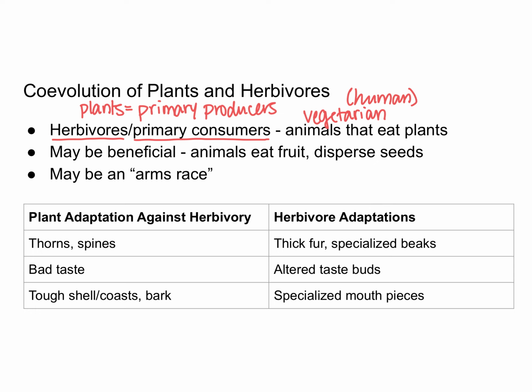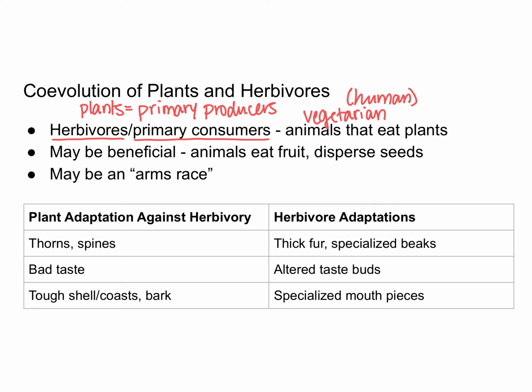Now, sometimes the coevolution of plants and herbivores is beneficial, meaning that the animal eats the fruit and then the seeds of the plant get dispersed. And so this is a win-win or a mutualistic relationship between the plant and the animal, because the animal gets food and the plant gets its seeds dispersed over a larger area. In other cases, it may be what we call an arms race, meaning that they are constantly evolving to try to evade the other one.